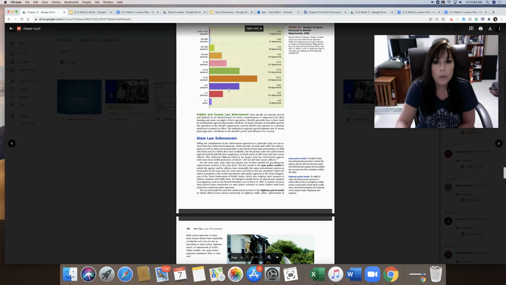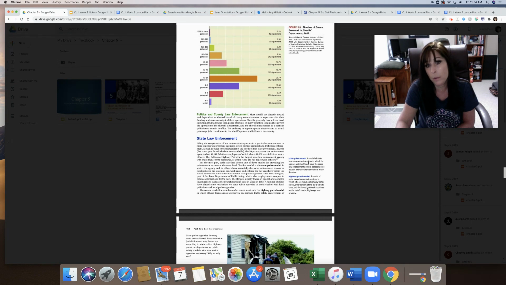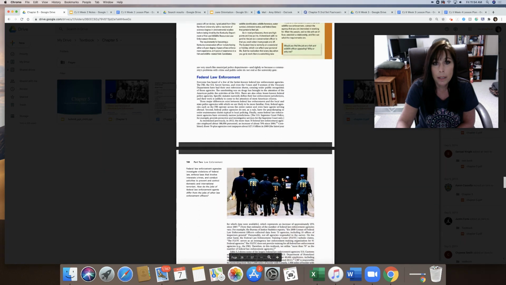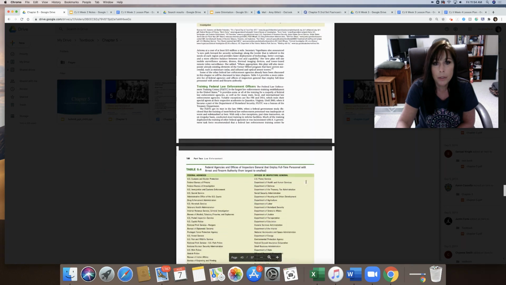So your first word, if you look right here at State Police Model, that's your first vocabulary word. And then you have your next one, which is Highway Patrol Model. And then you scroll down and you got some reading to do.